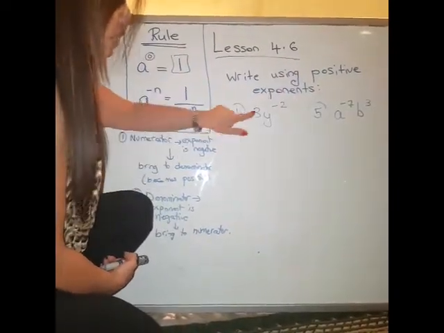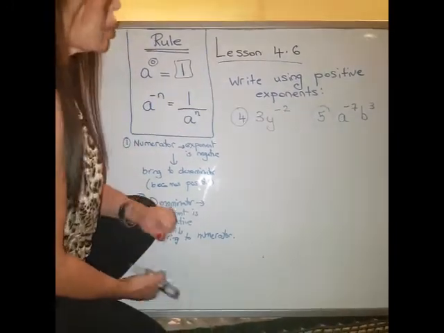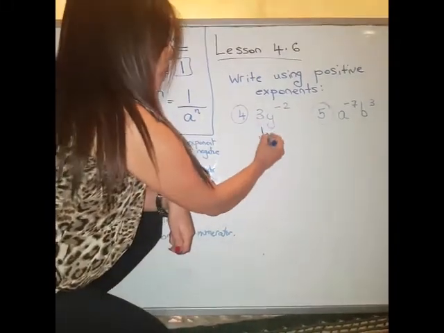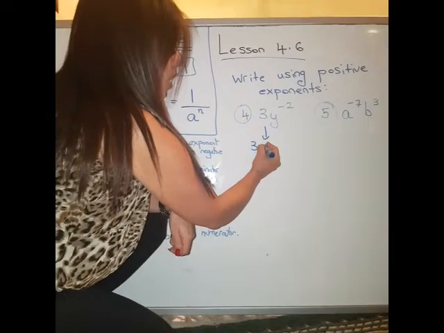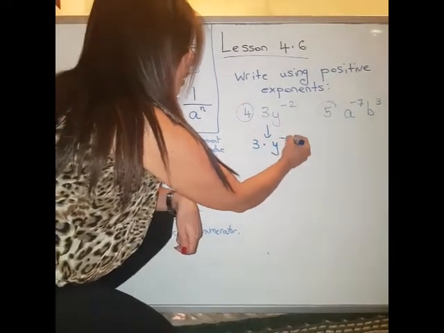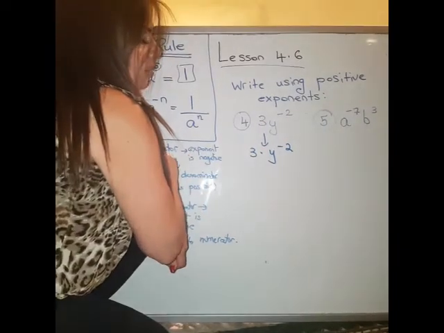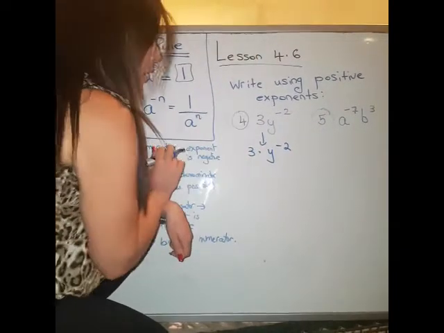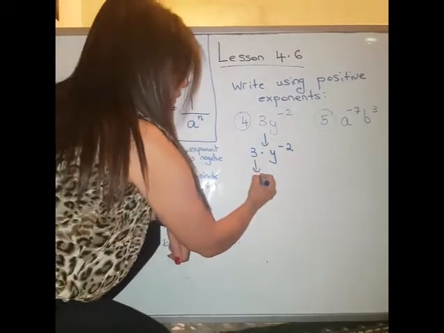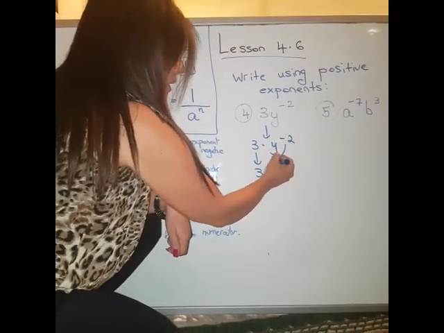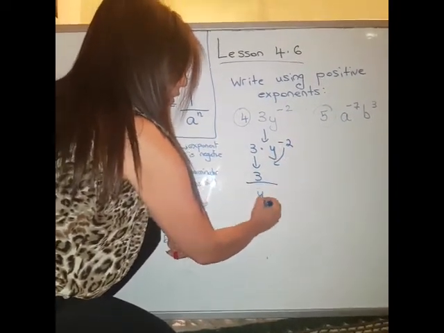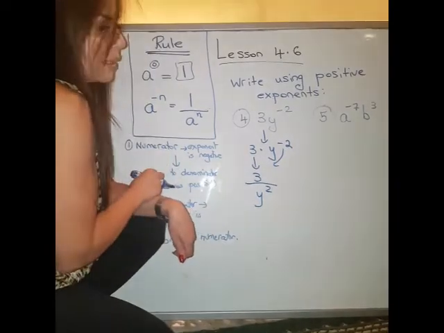Number 4 says 3y^-2. First thing I do, I separate them. 3 times y to the power negative 2. This is in my numerator. I need to make it positive. I leave the 3, I do not touch. I bring it down as it is, and I bring this to my denominator, which is just like this.